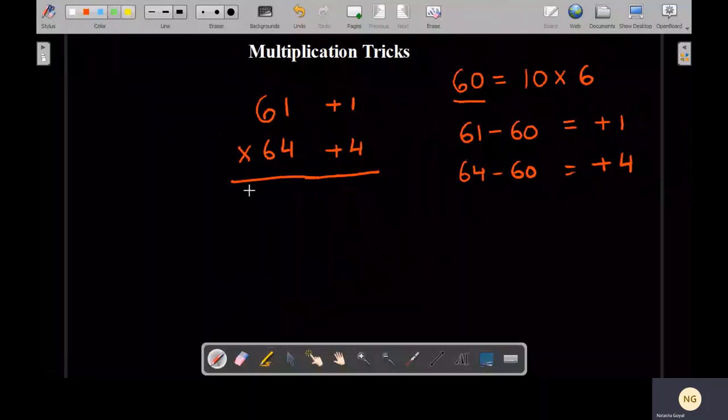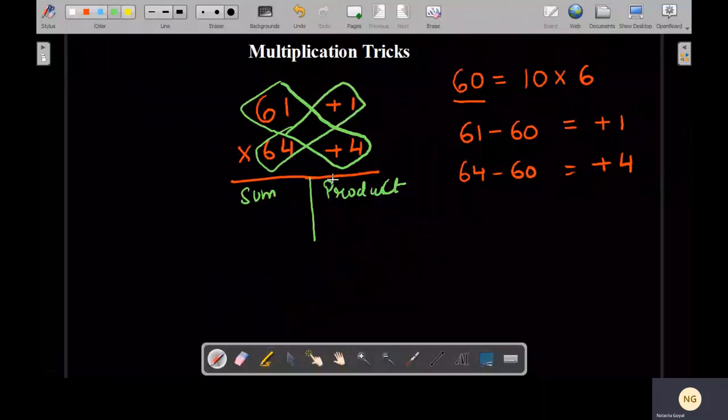Now the next step is to find the sum and the product. We'll find the sum and write it on the left hand side and the product on the right hand side. Now we need to find the sum of these two numbers. So 61 plus 4 or 64 plus 1, and you can observe that both of them will give you the same sum. 61 plus 4 will give you 65 and 64 plus 1 will also give you 65. The next step is to find the product. So 1 times 4 gives you 4.